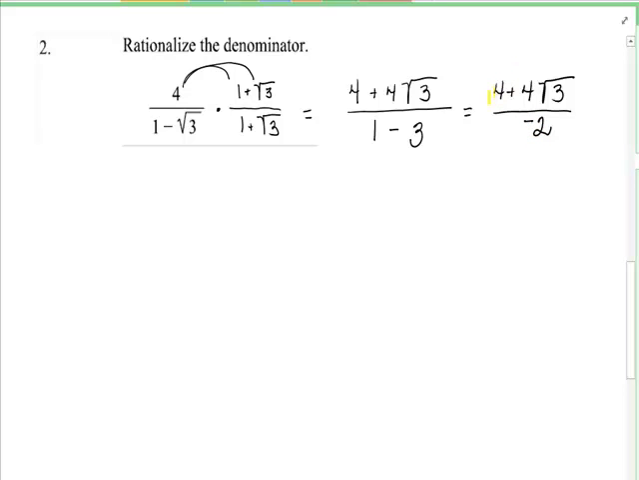Can I either divide negative 2 into those or reduce the fraction? The answer is yes. Negative 2 goes into 4 negative 2 times. Negative 2 goes into 4, negative 2, but there is the square root of 3. The denominator is now 1.